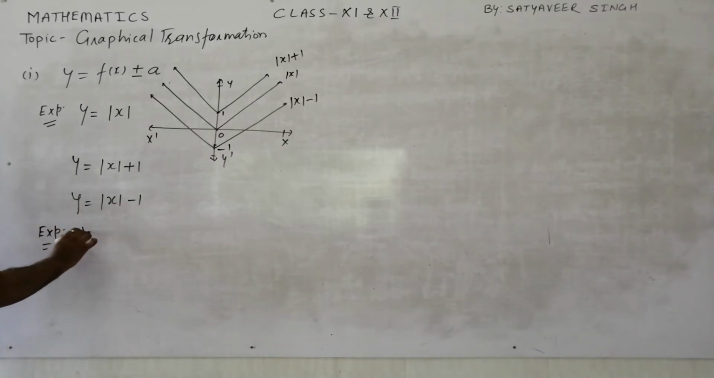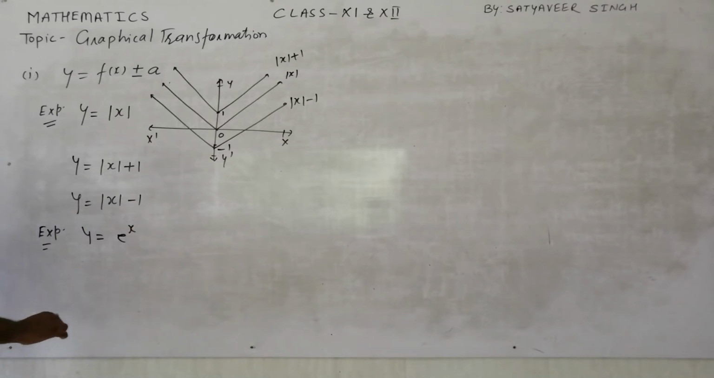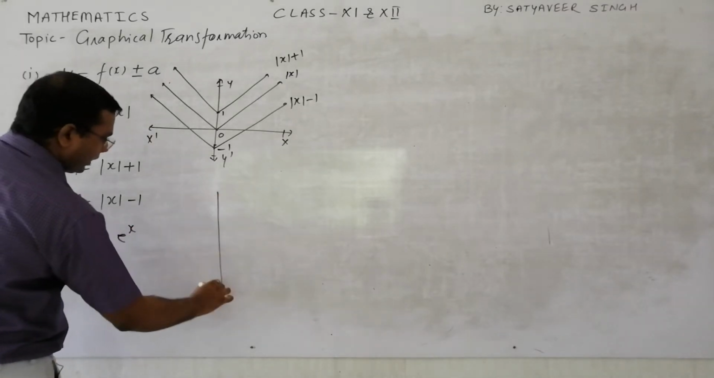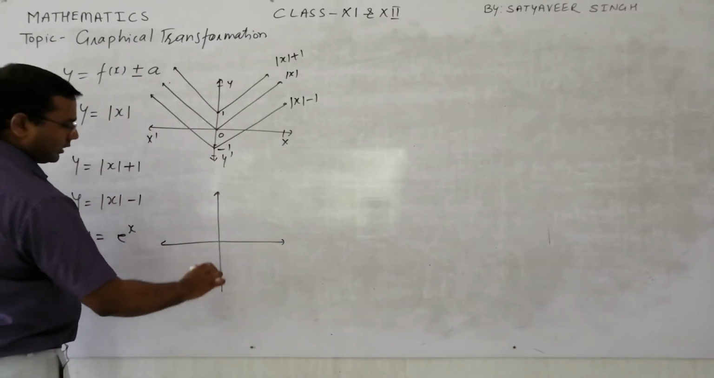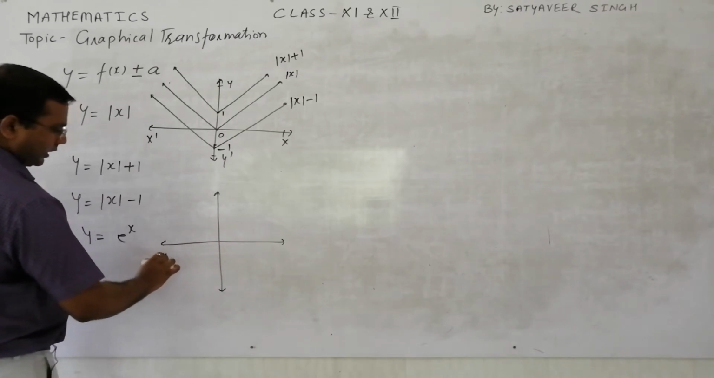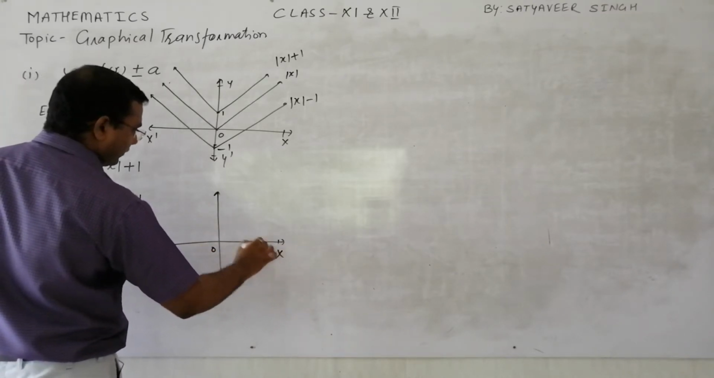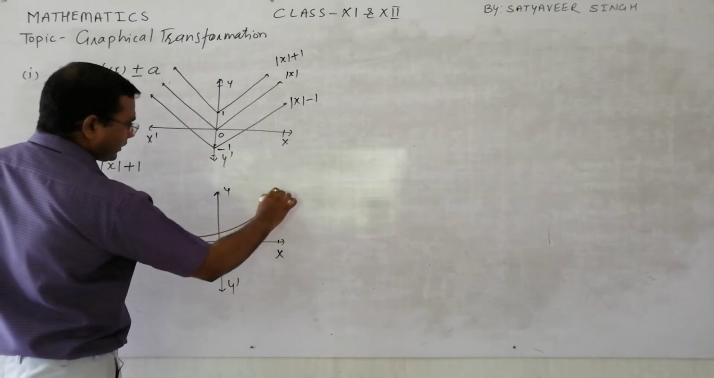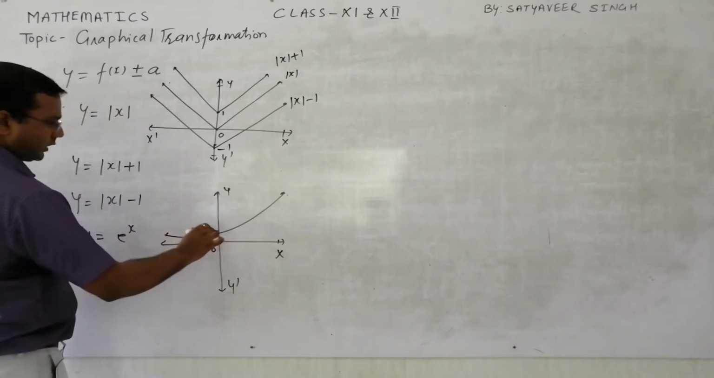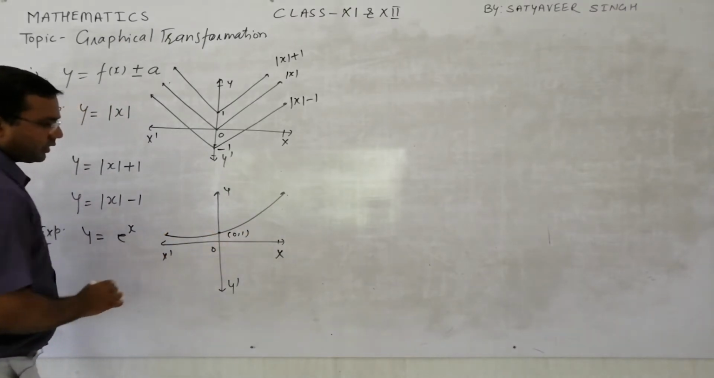Some more examples we can take. Suppose the function is y is equal to e raised to x. You can see the graph of y is equal to e raised to x, the graphical representation. It is something like this. This point is here, this is (0, 1).